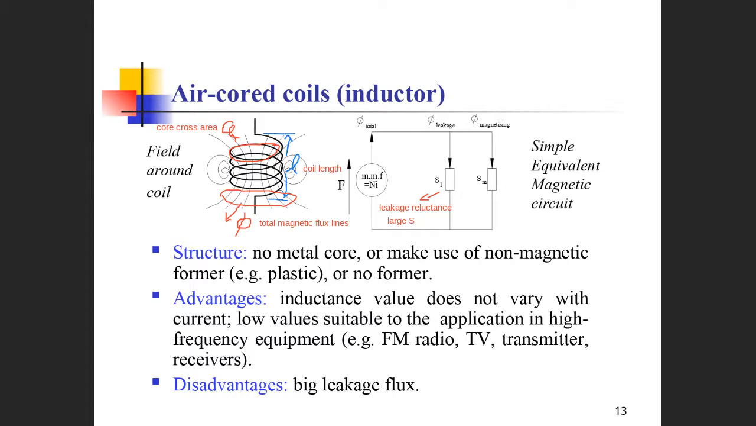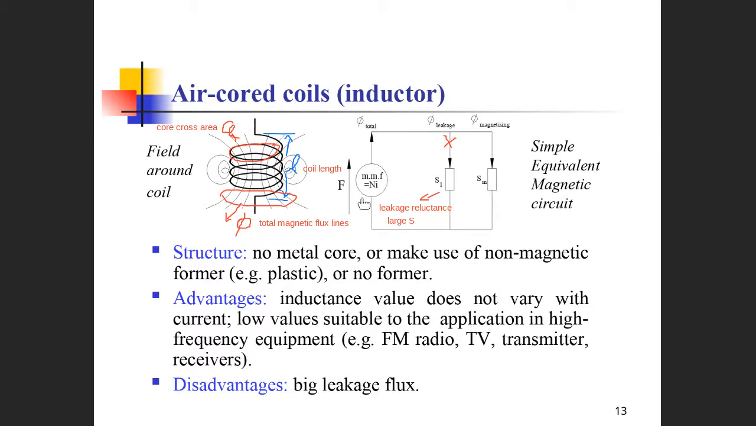In most cases, if the leakage is small, this branch can be thin, open. Not always. If the leakage reluctance is very big, then this branch can be thin, open. And the useful branch: you have the source, you have the flux, you have the reluctance.